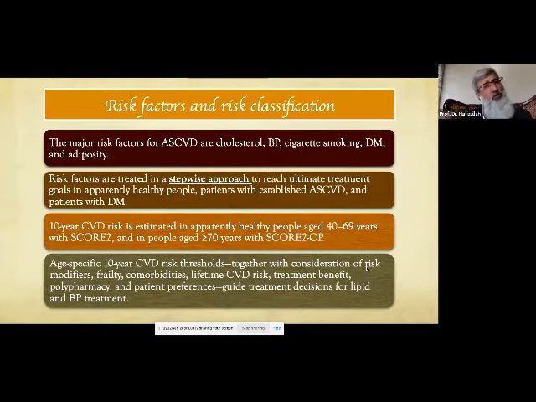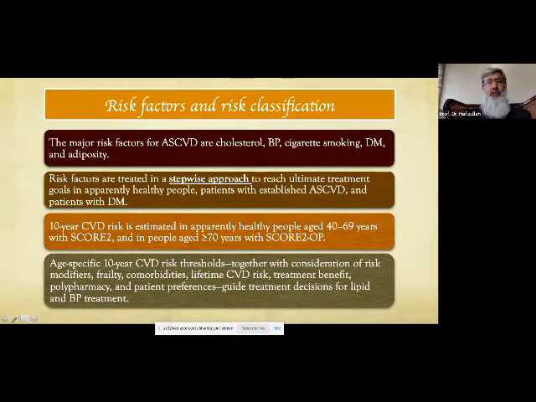So just to conclude what I've said before, the major risks for cardiovascular disease are, of course, cholesterol, blood pressure, cigarette smoking, diabetes, adiposity. For all these risk factors, not only for cholesterol, a stepwise approach is recommended to reduce the ultimate treatment goals in all the groups of people, whether they are apparently healthy or those who have established cardiovascular disease or those who have diabetes. And for those who have cardiovascular disease, it is estimated from 40 to 69 by SCORE, and the other one is SCORE2-OP.